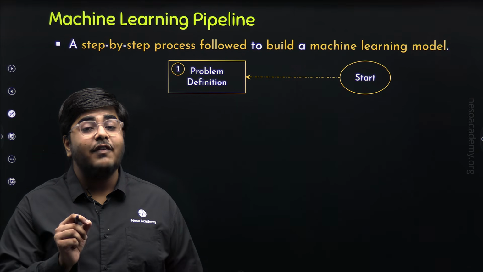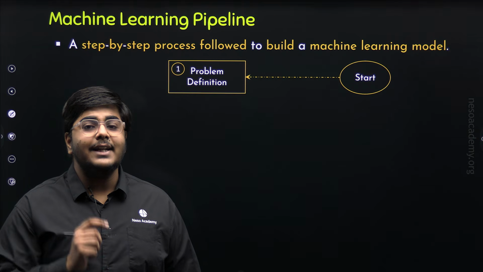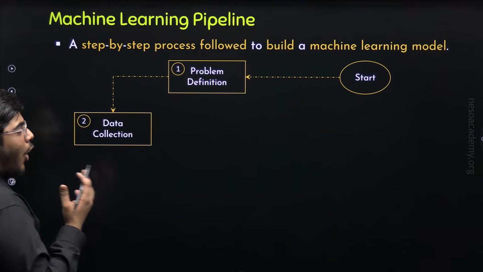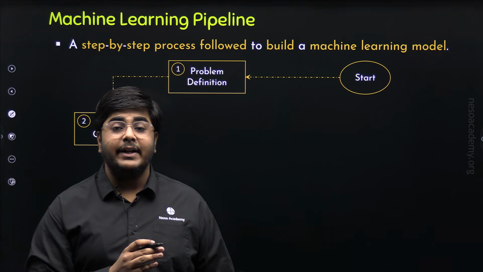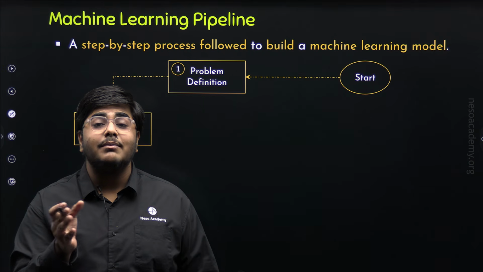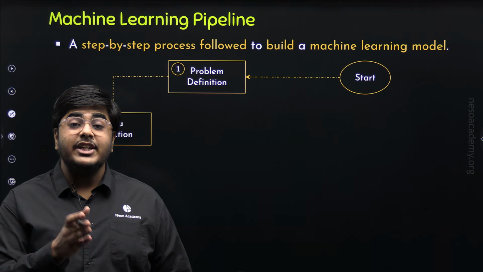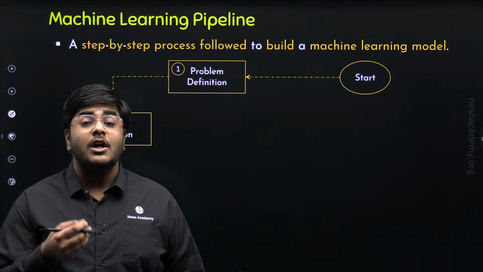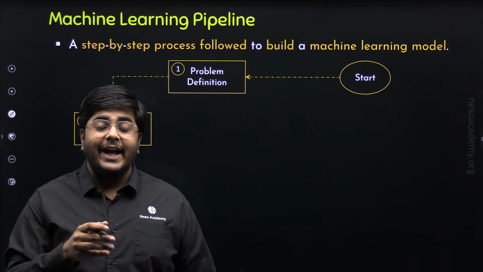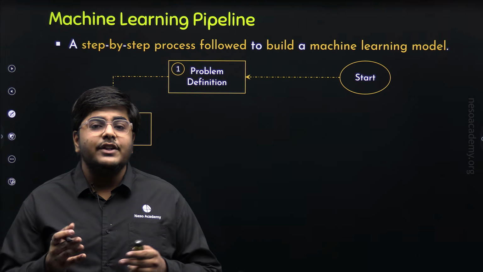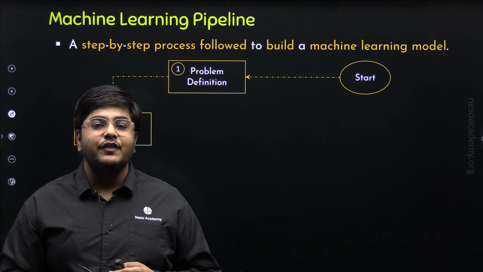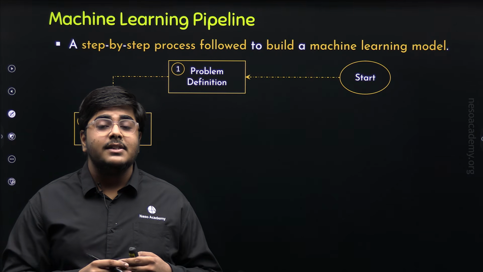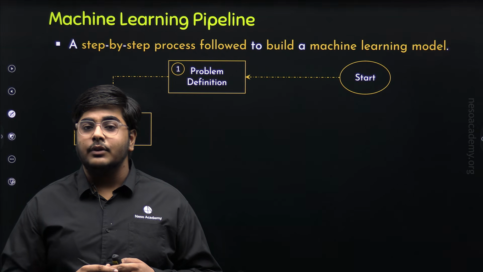So, after defining the problem statement, the second step is data collection. Obviously, after defining the problem statement, we need to collect data for the machine learning model because machine learning model learns patterns, features, and relationships from the data. That is why we collect data from different sources. What can be the different sources? Like companies' databases, surveys, sensors, and so on.